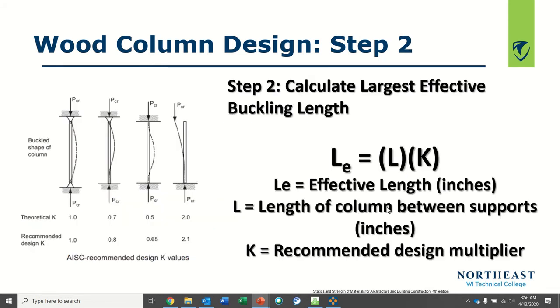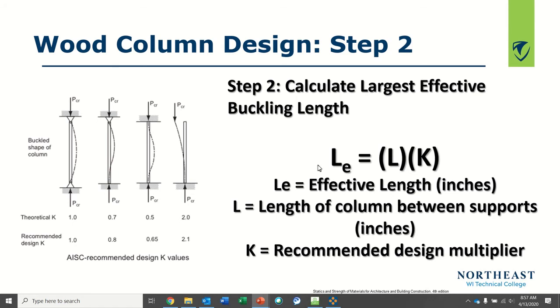Step 2, calculate the largest effective buckling length. What's my case? Am I putting bracing in here? This is my effective length, L times K. Basically you're in this case here or this case here. Worst case scenario, you're here: nailed, nailed. Basement beam post embedded in concrete, nailed to the floor beam. So you find your largest effective buckling length. If you need to, then you start considering bracing.